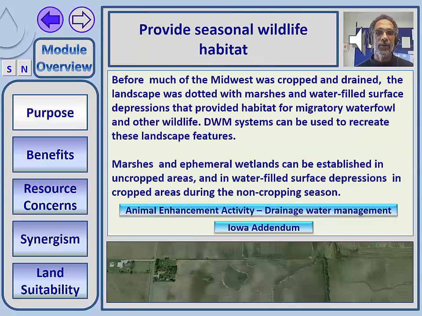Before much of the Midwest was cropped and drained, the landscape was dotted with marshes and water-filled surface depressions that provided habitat for migratory waterfowl and other wildlife. Drainage water management systems can be used to recreate these landscape features. Marshes and ephemeral wetlands can be established in uncropped areas and in water-filled surface depressions in crop areas during the non-cropping season.